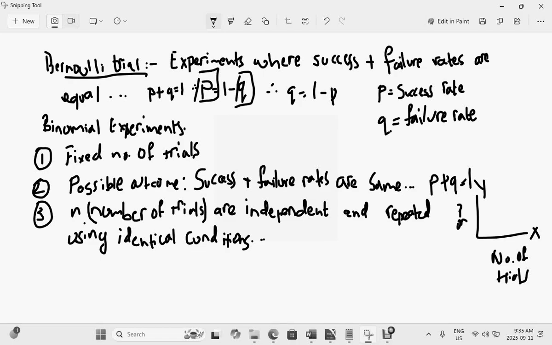So the number of trials are independent and repeated using identical conditions. So the conditions will be the same. All the participants will be exposed to the same conditions, and so on and so forth. So this has to do with your binomial experiment, which is connected with your Bernoulli trials.